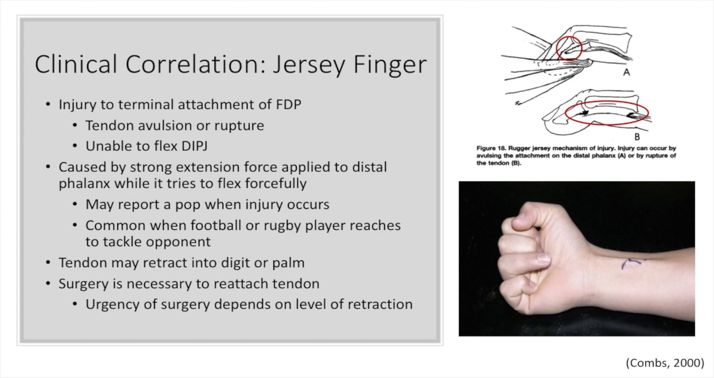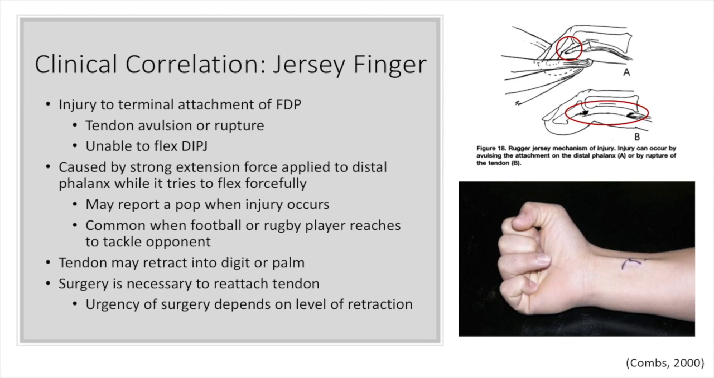And if you have jersey finger, you'll be unable to flex the distal interphalangeal joint, or your last knuckle. And this is caused by a strong extension force applied to the distal phalanx while you're trying to flex it forcefully. And this may cause a pop when the injury occurs. And this injury commonly occurs in football or rugby players when they reach to tackle their opponents and their finger gets caught on their jersey, hence the name.